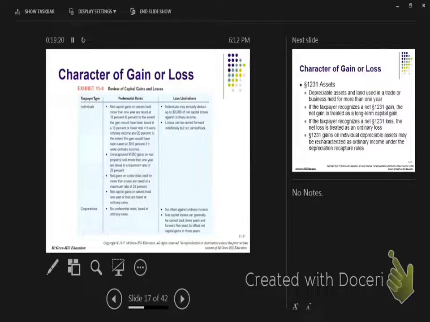All right, unrecaptured 1250 gain on real property held more than a year is a maximum of 25%. And net gains on collectibles held more than a year are a maximum of 28%. All right, those are big differences. Corporations, no preferential rates. Now, individuals on losses, we are allowed to take a maximum of $3,000 a year, but we can roll those forward.